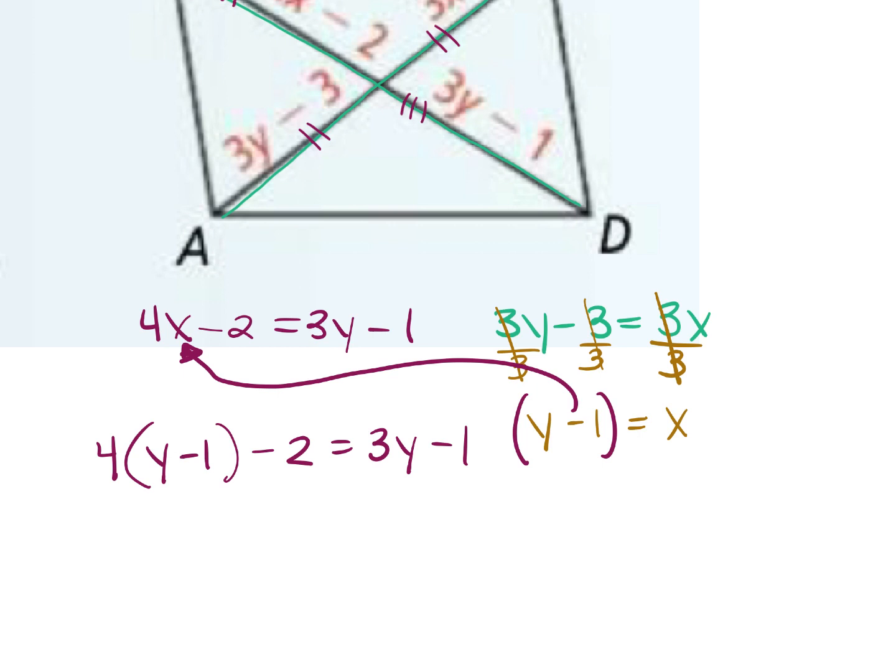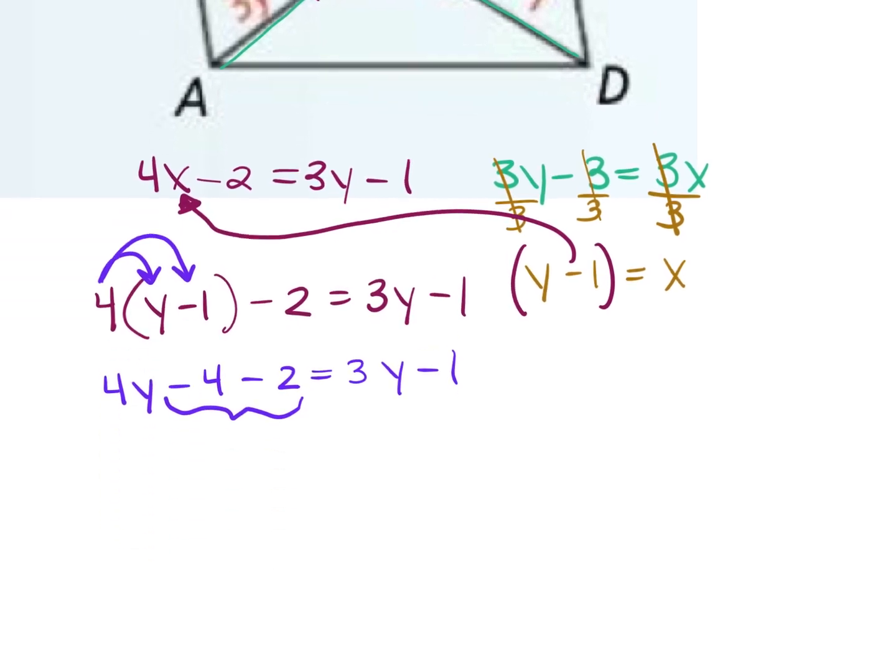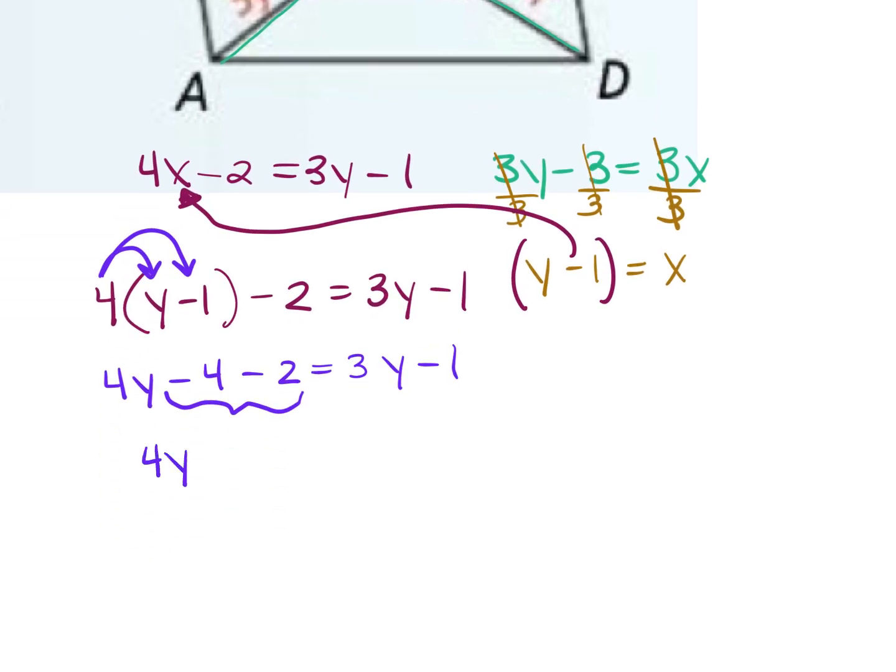Okay, so then from here, how do you solve this? Add 2 to both sides. Okay, you can. I'm going to distribute first because then you can simplify that side. So 4y minus 4 minus 2 equals 3y minus 1. Then you can just combine this. So negative 4 minus 2. So you get 4y minus 6 equals 3y minus 1.